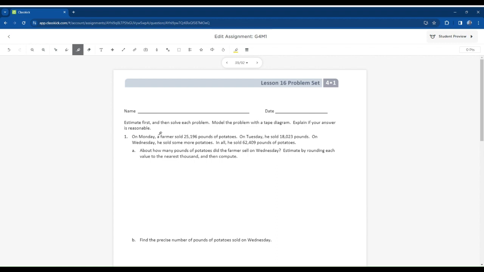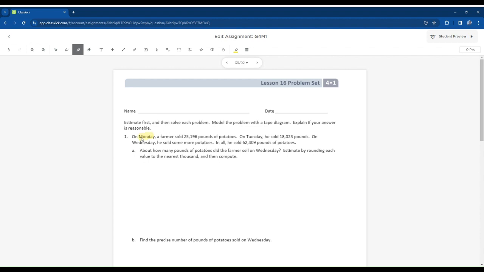On Wednesday, he sold some more potatoes. And then in all, he sold 62,409 pounds of potatoes. Letter A says, about how many pounds of potatoes did the farmer sell on Wednesday? Estimate by rounding each value to the nearest thousand, then compute. So a lot of information in just these four lines here. Let's go back and read again.